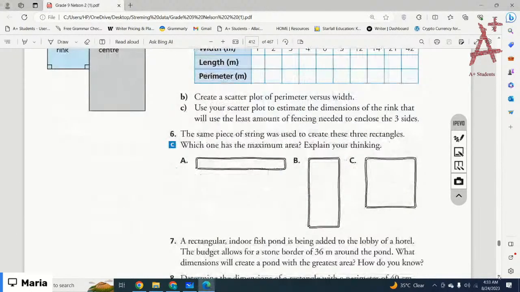Okay, the same piece of string was used to create three rectangles. Which one has the maximum area? Explain your thinking. So you have three of the rectangles, right? You have to see which one has the maximum area. That means you can see C is the square. Square has the highest area, maximum area. That means C must have the maximum area, right?